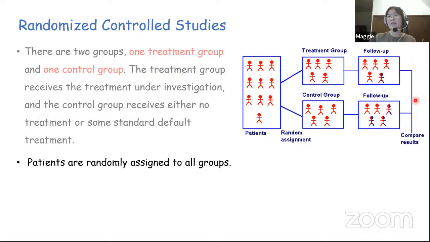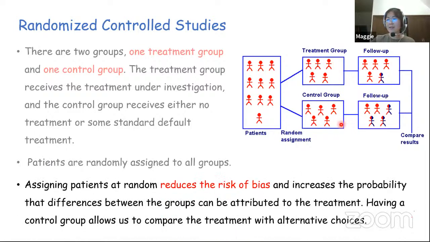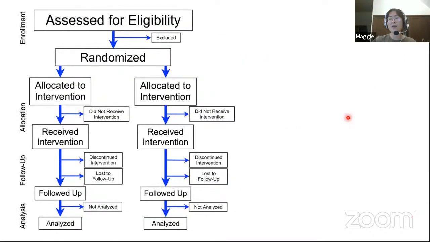Key data for this randomized control study is that you need to divide the patients randomly into all groups. So when you include a group of patients, randomly assign them to the treatment or the control group. This random assignment can help to reduce the risk of bias and make the data more reliable in the study. So this is the randomized control study.